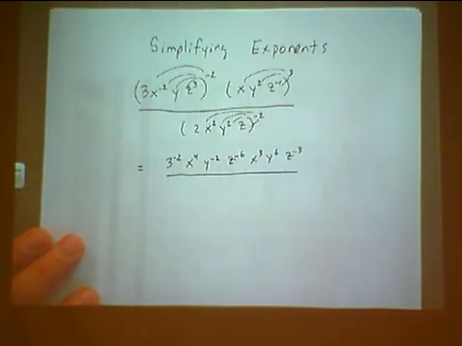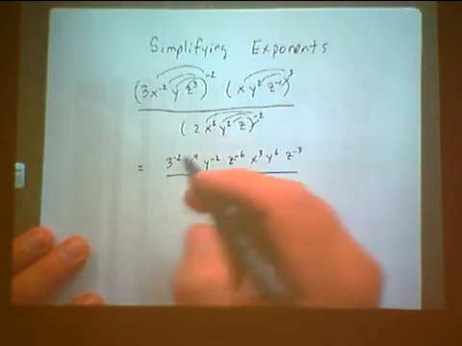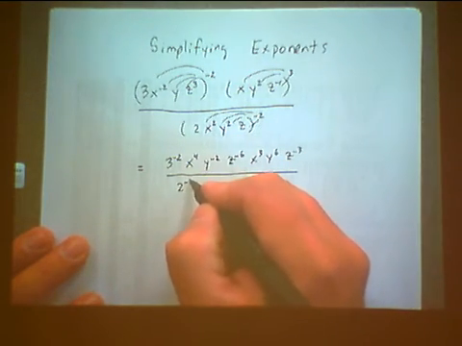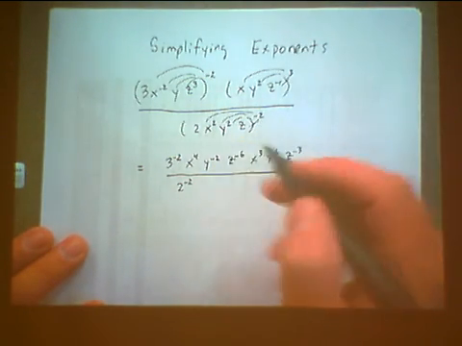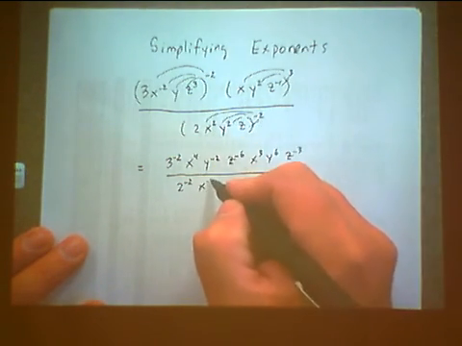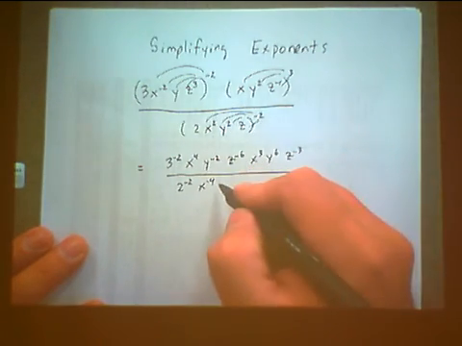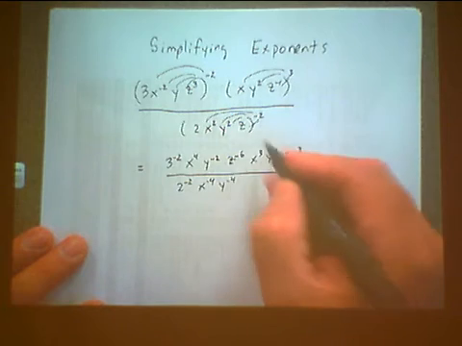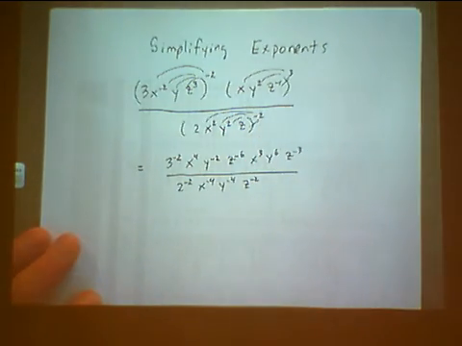And now let's get rid of the parenthesis in the denominator. Once again, 2 raised to the minus 2 power. We'll take care of that in a few minutes. X squared raised to the minus 2 power. X to the minus 4. Y squared raised to the minus 2 power. Y to the minus 4. And then z raised to the minus 2 power.